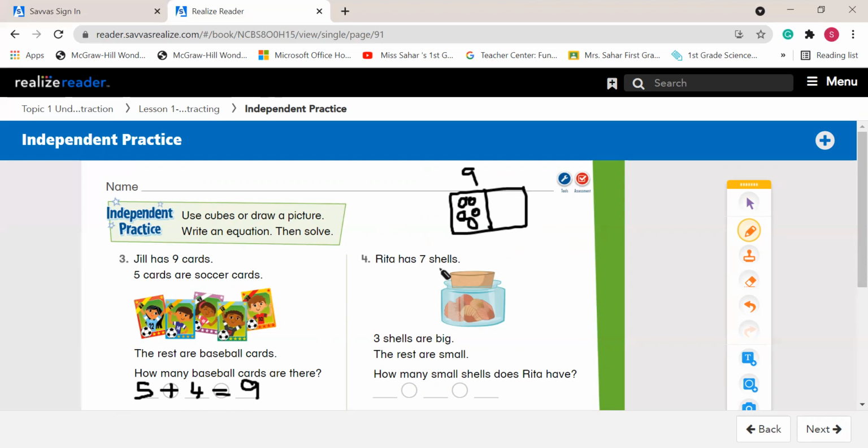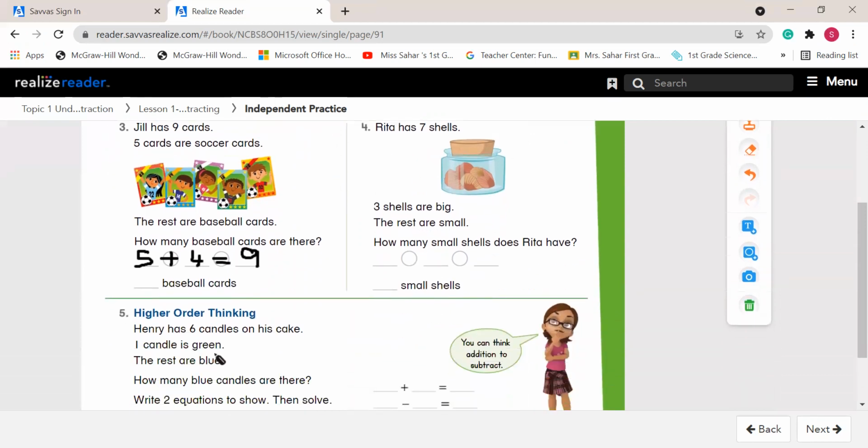Number 4, Rita has 7 shells. 3 shells are big, the rest are small. How many small shells does Rita have? So this one, we can use subtraction. You have the total and you know one addend. So the total minus the addend you have, you get that missing part.